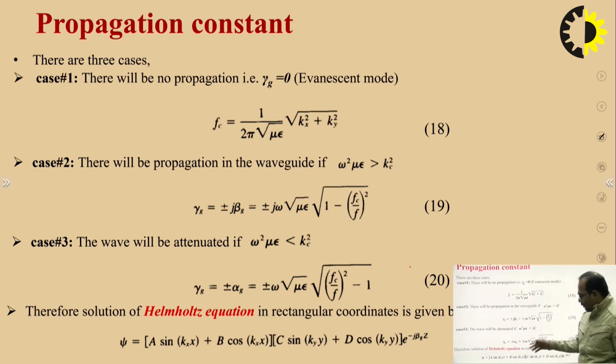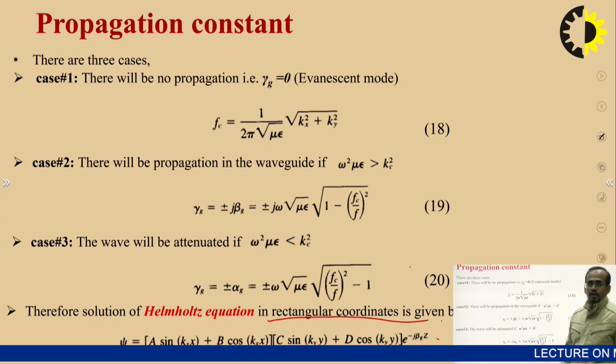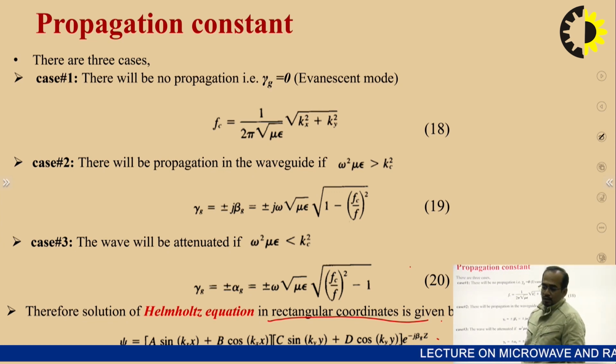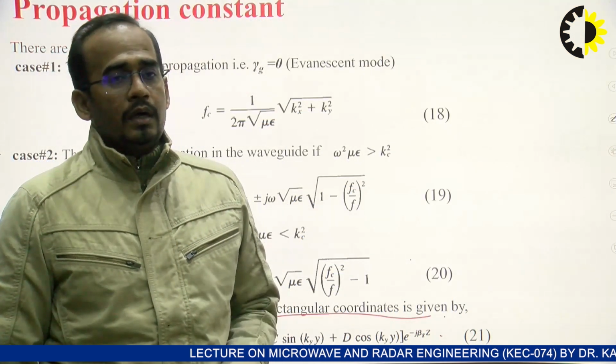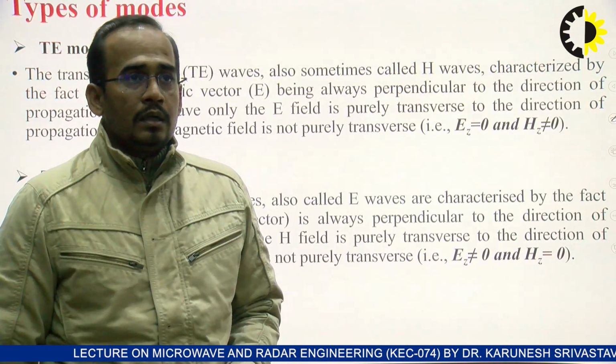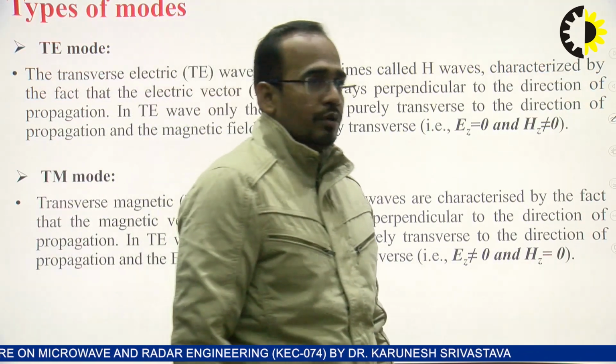Therefore the solution of the Helmholtz equation in rectangular coordinates is given by this: psi is equal to sin kx x plus this and this, e to the power minus j beta z. So this is the solution of the Helmholtz equation. And next is the types of modes.